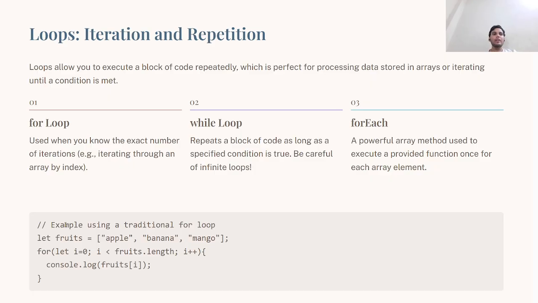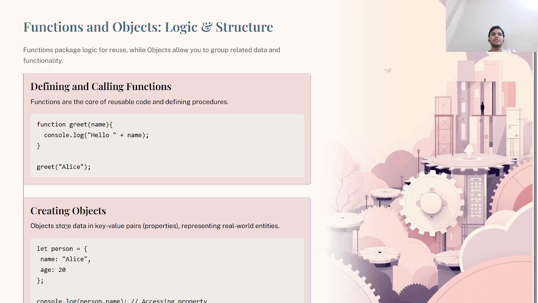Now coming to the next one, functions and objects. Functions and objects are like a logic construction. Functions package logic for reuse, while objects allow us to group and relate data and functionality. Defining and calling functions: functions are the core of reusable code and define procedures.